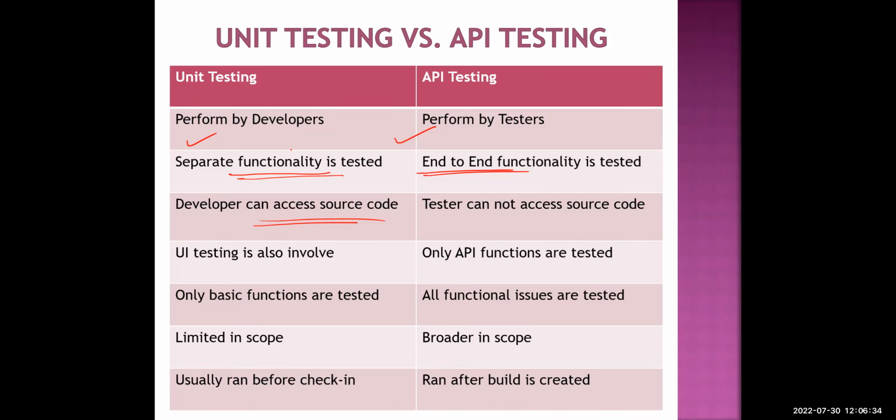Obviously, unit testing is implemented by the developer, so he can access the source code, the program, right? But in API testing, the tester cannot access any source code. Okay, you are not going to access it, because we are just going to perform black box testing: pass a request and check the response. UI testing is involved elsewhere, but here only API functions are tested. We don't have any UI side or UI part for testing purposes.